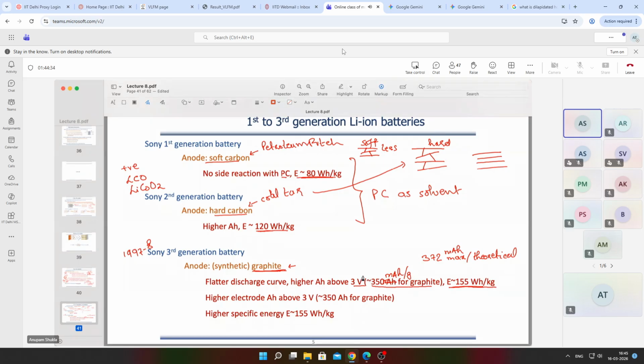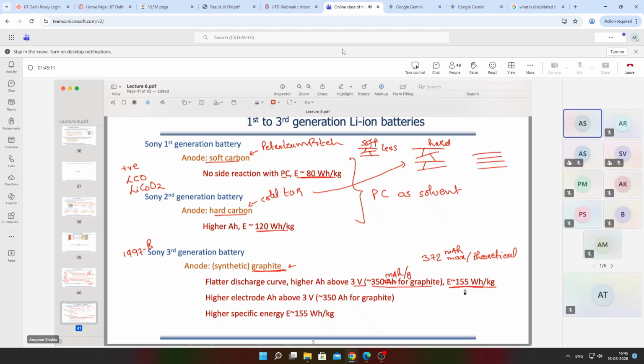The synthetic graphite that Sony was able to make in 97, 98 could store about 350 milliampere hour equivalent of charge per gram, while the maximum capacity for pristine graphite is about 372. So you're very close to the maximum capacity. And the specific energy for this cell therefore was even higher at 155 watt hour per kg. Remember, we're talking about a cell in 1997, 98 that would provide you energy of 155 watt hour per kg.